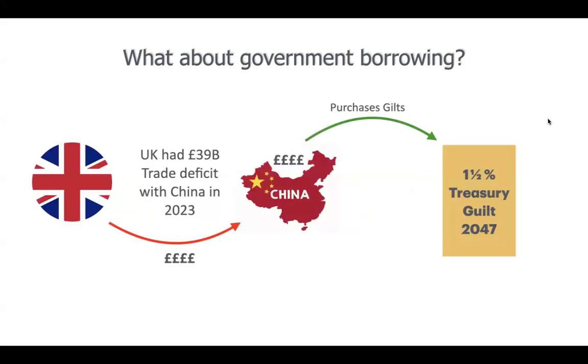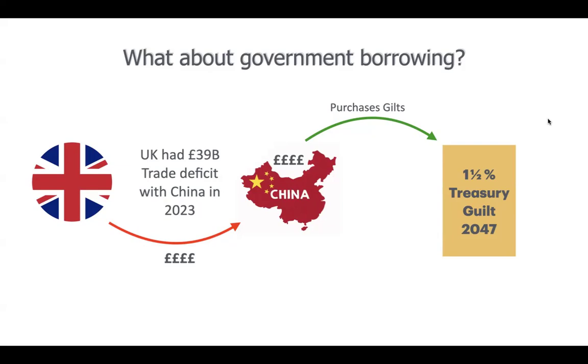And there are nations that are trading with Britain that will choose to invest in the British pound too. So let me illustrate this just from one example. From what I've understood, in 2023, last year, the UK had a 39 billion trade deficit with China. And that meant simply that people in Britain were buying goods from China far more than China was buying goods or services from Britain.